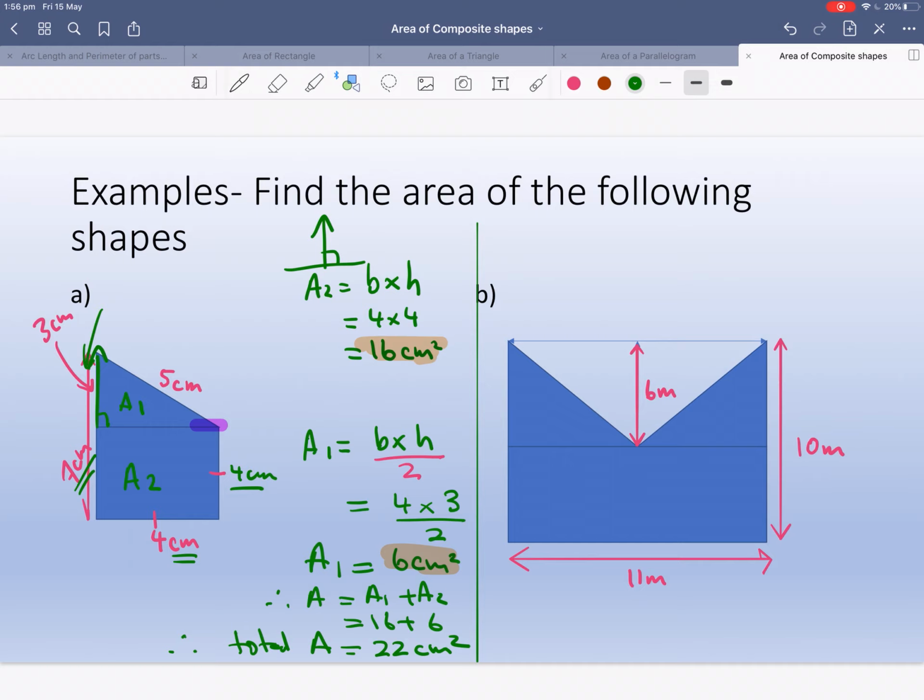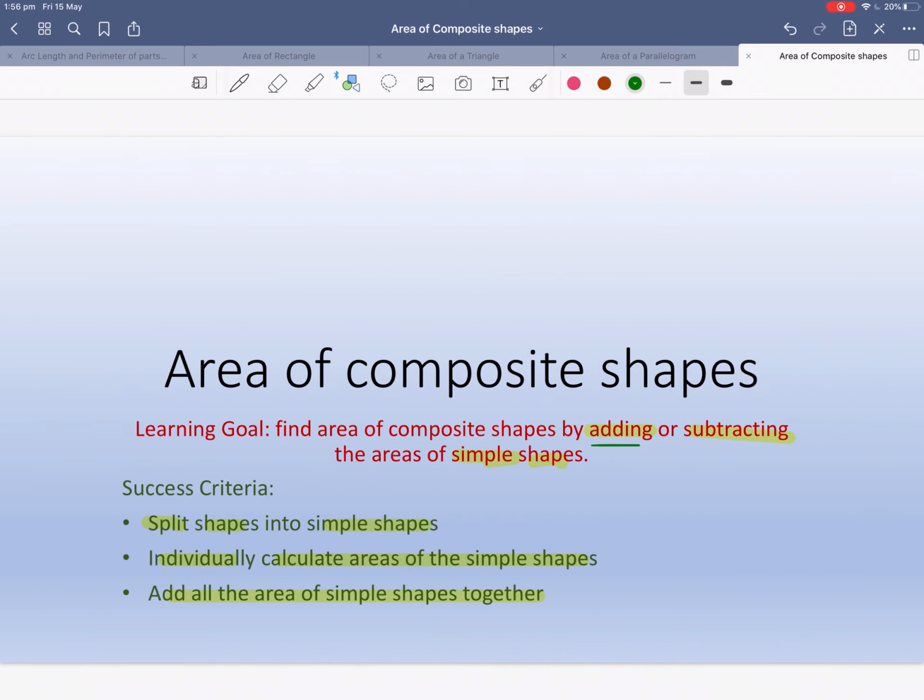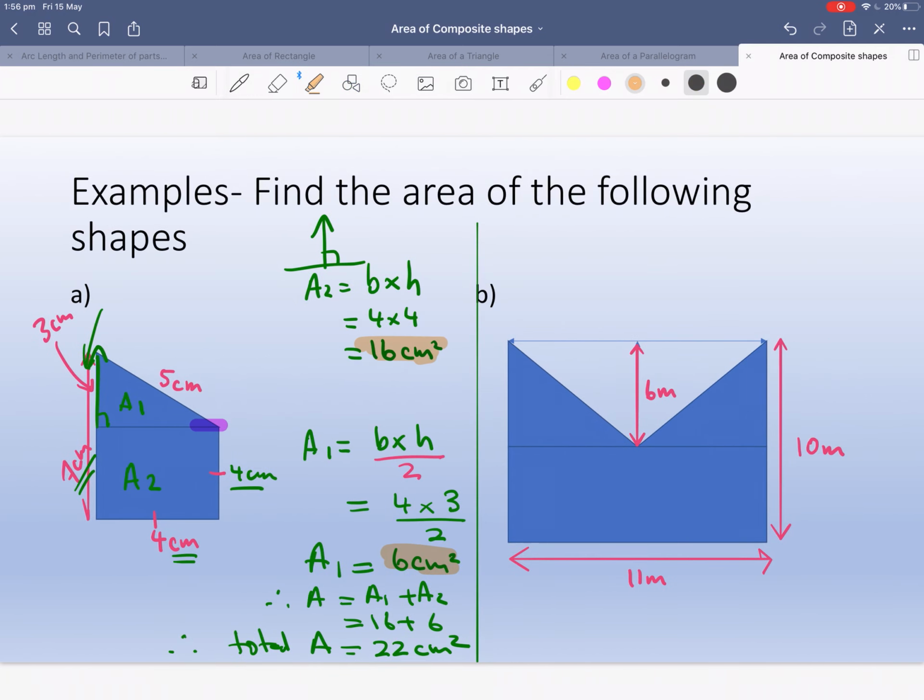All right, for the next one, I'm going to show you 2 different things. In the learning goal, it says by adding or subtracting. We added in the first example, adding area 1 to area 2. In this one, I think it's going to be best if we subtract. Look at this. I can see this is a whole rectangle, and I can easily find the area of that, so I'm going to call the rectangle area 1. That's going to give me too much area, but I can subtract away this triangle bit in here. I know that area of a triangle is base times perpendicular height, and then we halve it. So that will be my area 2.